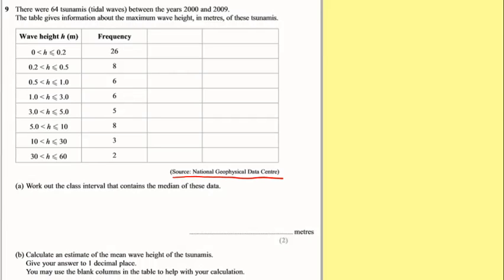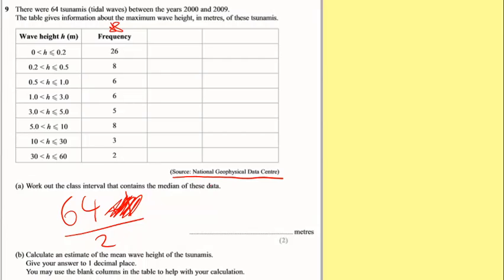So first thing, we need to work out how many people we are. So I need to add up my frequency column, which is 26 plus 8 plus 6 plus 6 plus 5 plus 8 plus 3 plus 2, which is 64. Now you've got to think, do I do 64 divided by 2, or do I add 1 and divide it by 2? Because the type of data is continuous, we don't add 1. It essentially comes down to the fact that it's an estimate. So I'm just going to divide that by 2.